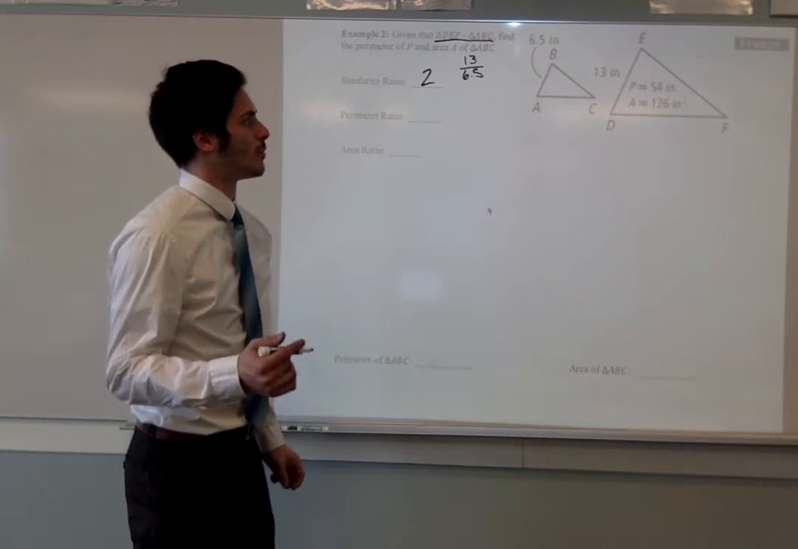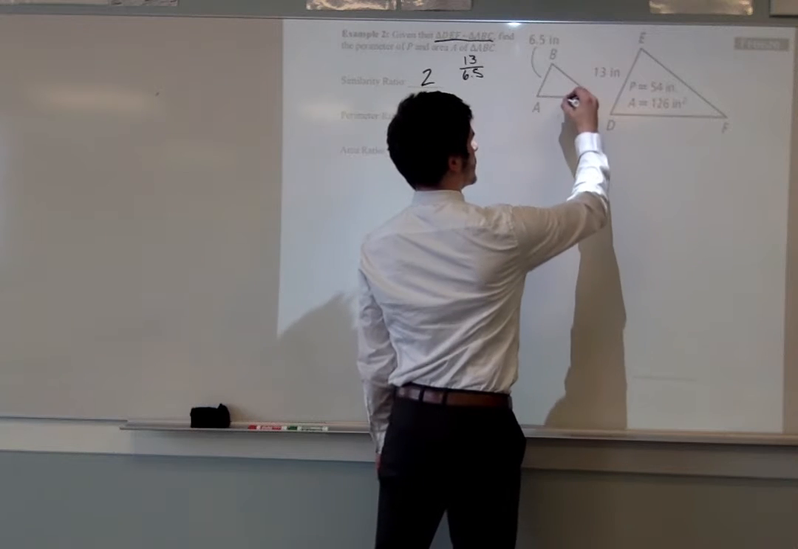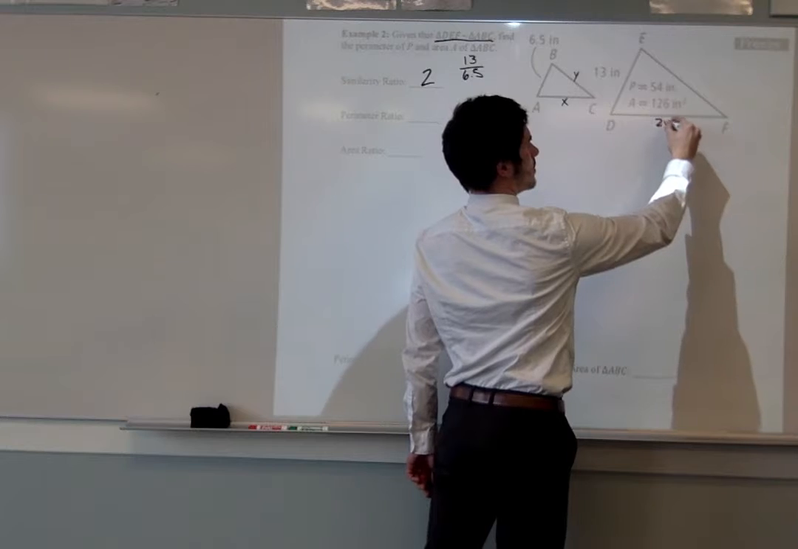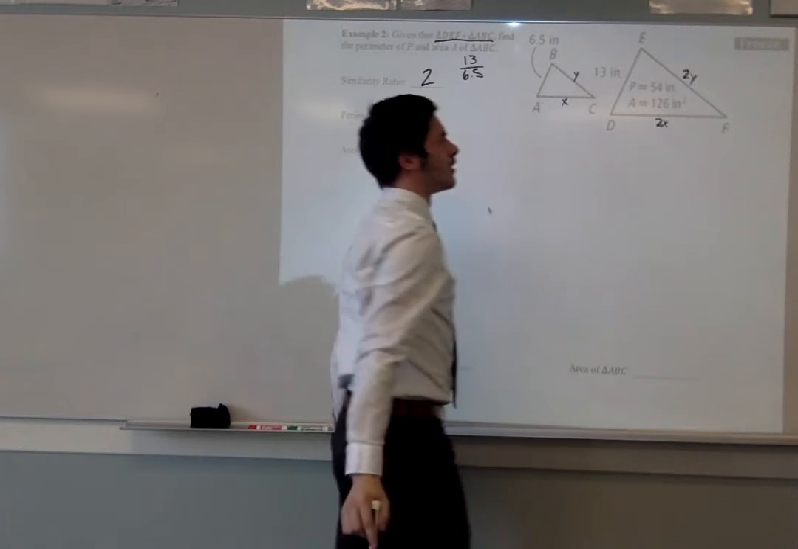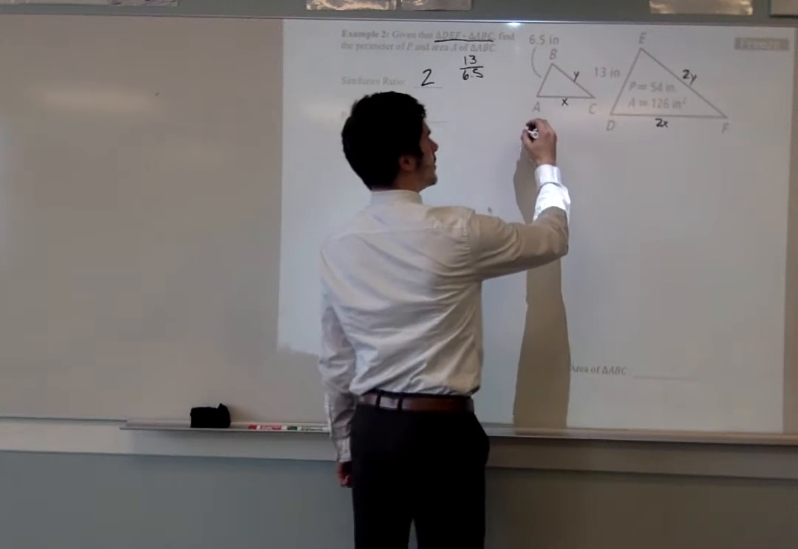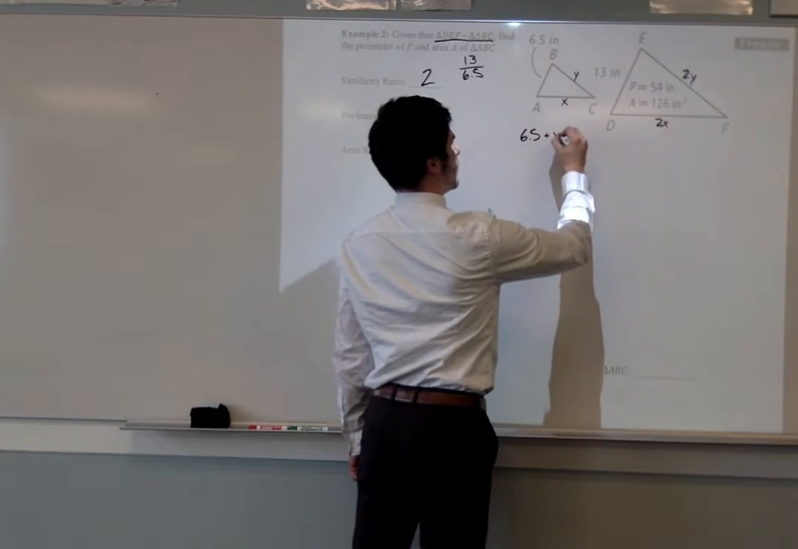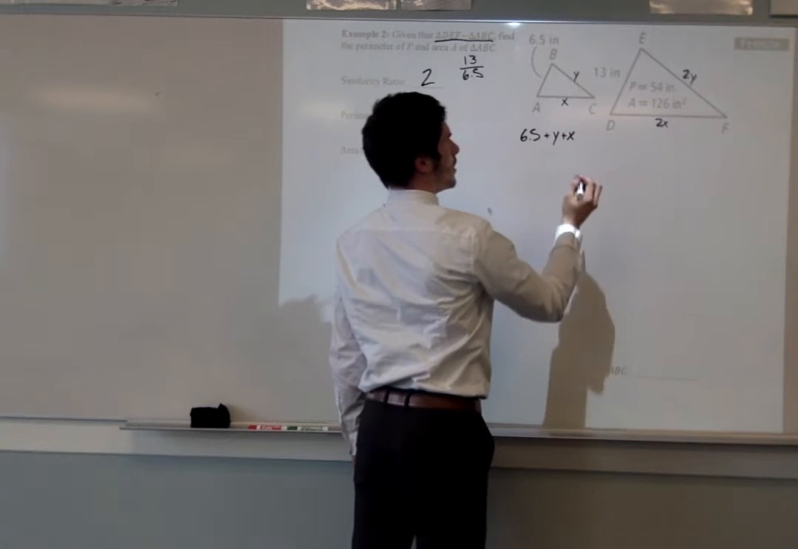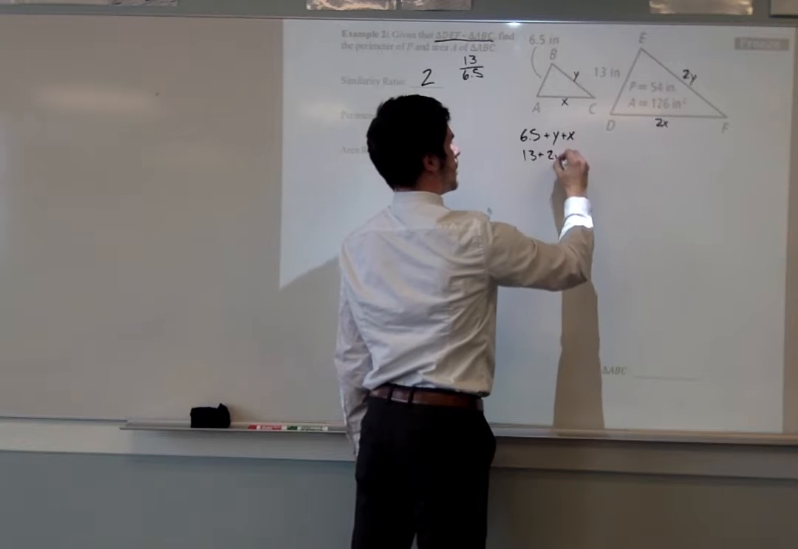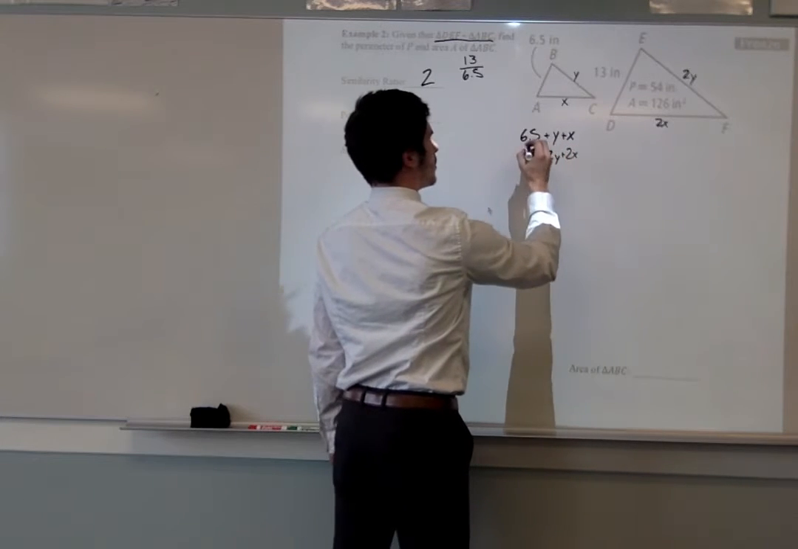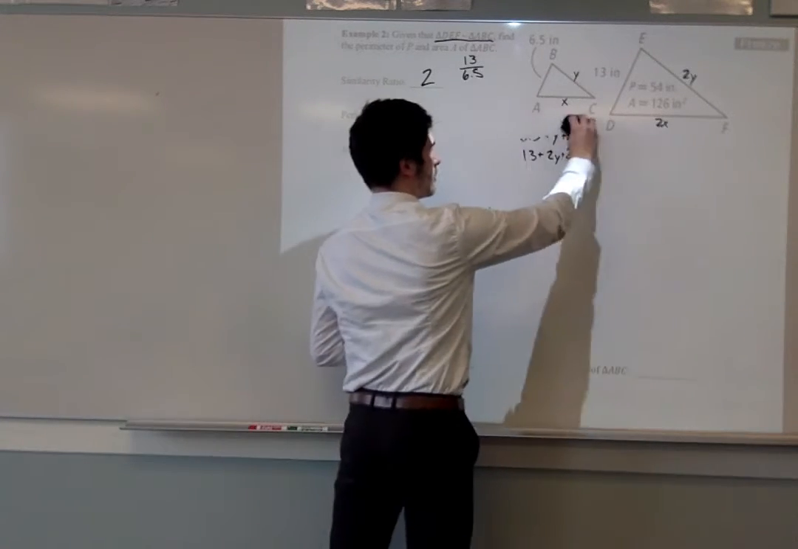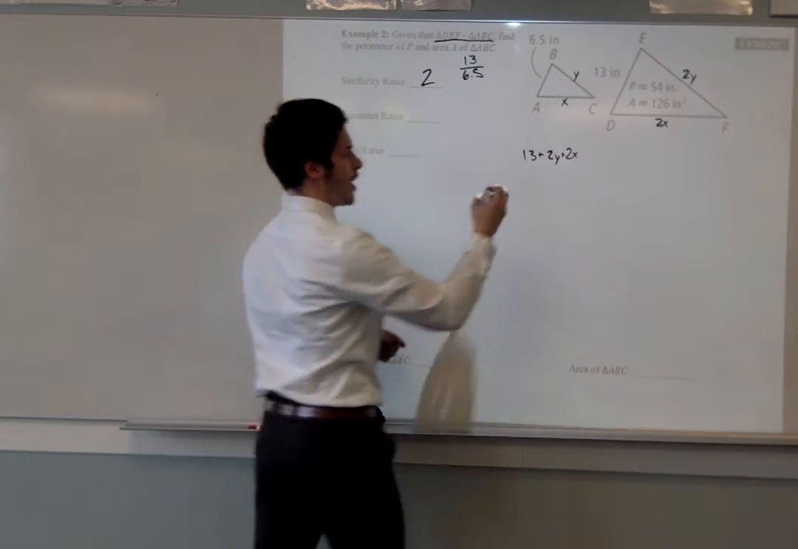So if we were to add all the perimeters up, let's say this is x and this is y, which would mean that this is 2x and this is 2y, right? Perimeter is just adding all the sides together. So perimeter can be 6.5 plus y plus x, and this is going to be 13 plus 2y plus 2x. Actually, we're going to flip those around so that we have it in the same fraction orientation.